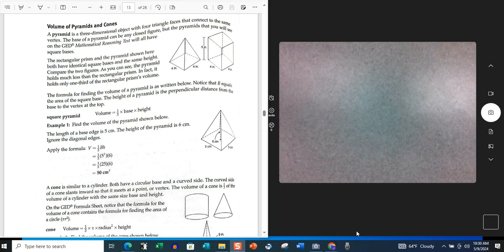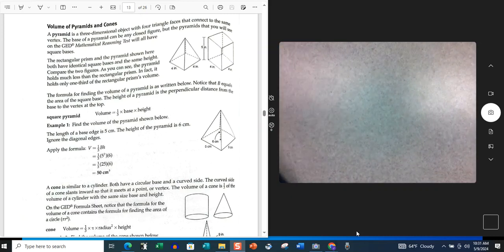The formula for finding the volume of a pyramid is as written below. Notice that B equals the area of the square base. The height of a pyramid is the perpendicular distance from the base to the vertex at the top. So the volume is equal to 1/3 times the base times the height.